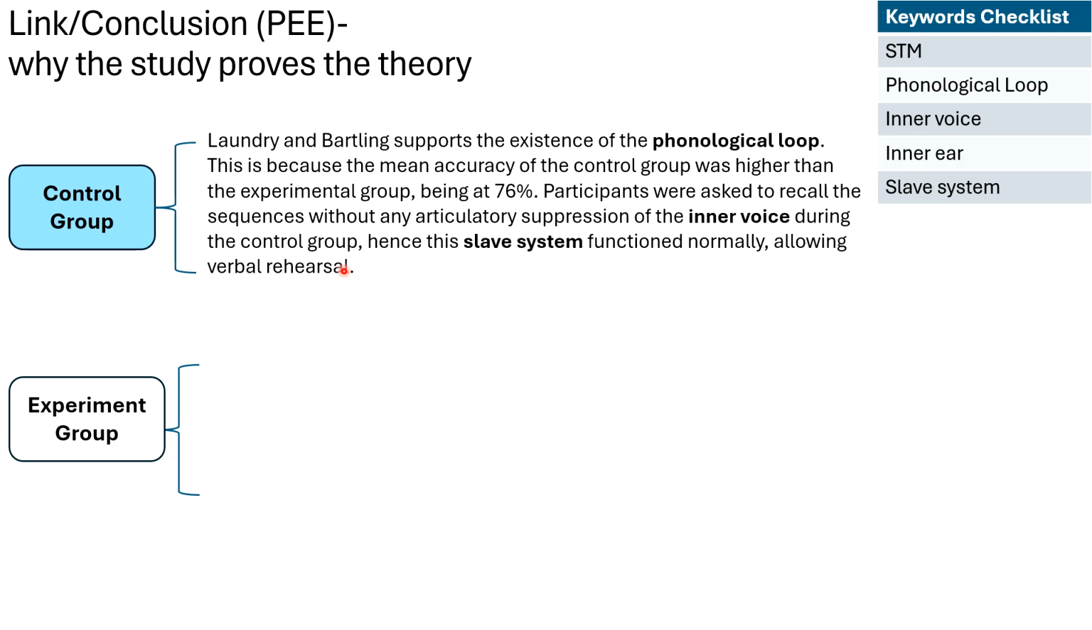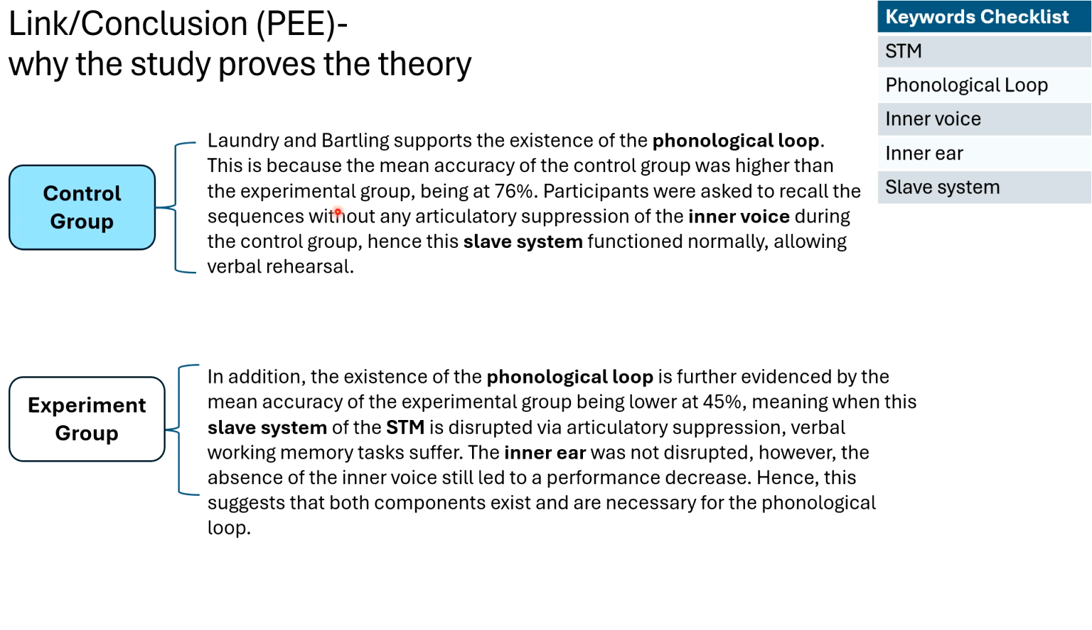So I have different examples here. This is somewhat how you would write it, and as always, you're going to try and mention both conditions and the results as your evidence. So my point is that it supports the existence of the phonological loop. My evidence is the results of the study, and then I have some little explanations trying to mention as many keywords as possible. All right, so reading these should hopefully make sense. Any questions can go in the comments.